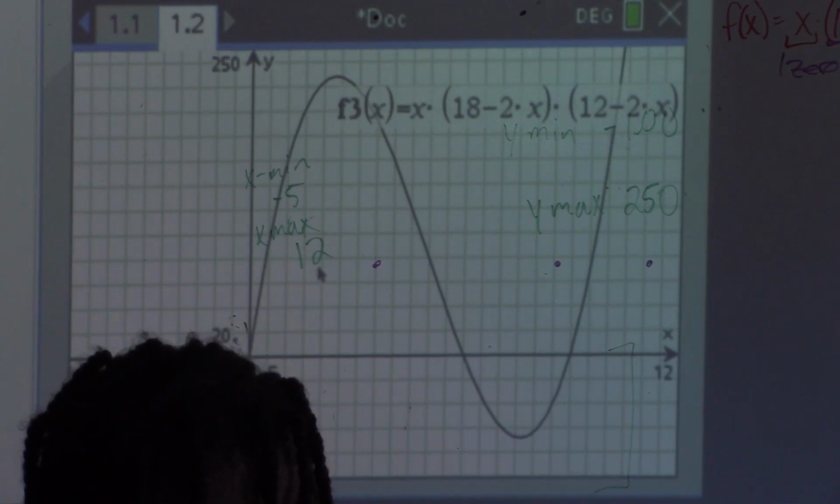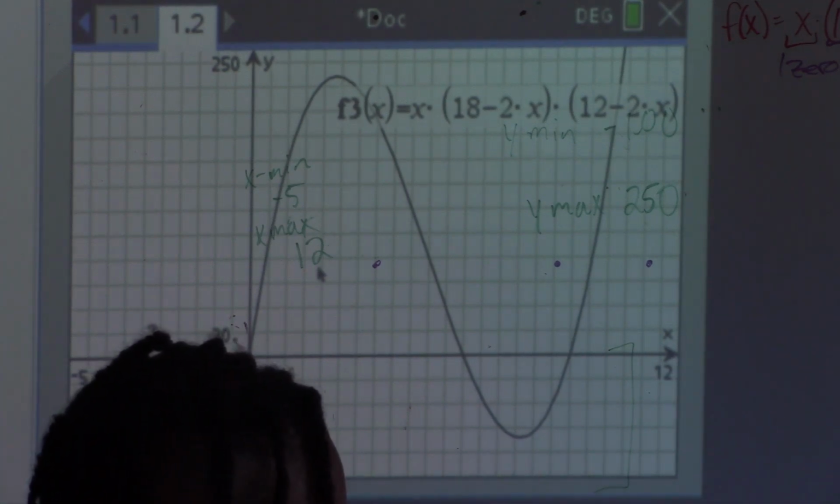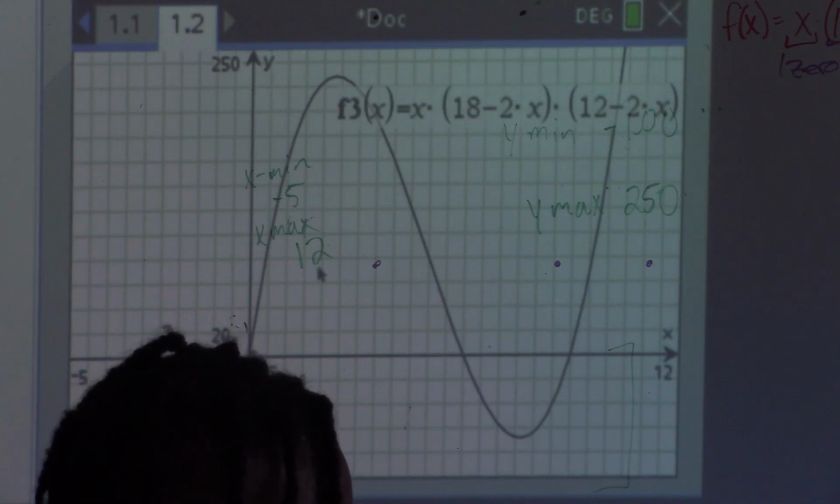So remember we made that a little bigger. You can leave that there, but we didn't need all that for the y min. Y min is negative 100 and y max is 250.